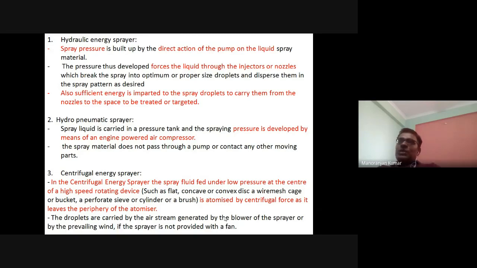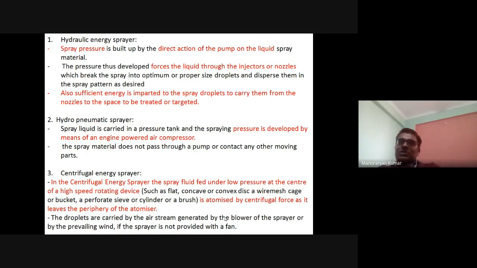In the centrifugal energy sprayer, the spray fluid is fed under low pressure at the center of a high speed rotating device, and this spray liquid is atomized by the centrifugal force as it leaves the periphery of the atomizer. In this case, the high speed rotating device can be a flat disc, concave disc, convex disc, wire mesh case or bucket, perforated sieves, or a cylinder or brush. Okay, in the centrifugal energy sprayer.